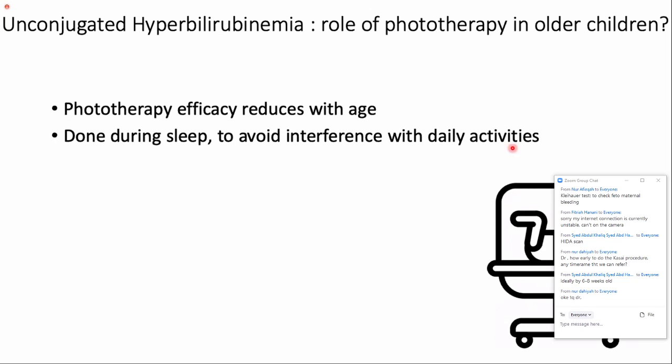Okay, so the role of phototherapy in older children, as I mentioned before, one of the indications is Crigler-Najjar type 1. In Nelson, it mentions that the efficacy of phototherapy reduces as age increases. And as mentioned before, because bilirubin encephalopathy is not as common in older children and adults, we don't see much of a phototherapy role in those older age groups.